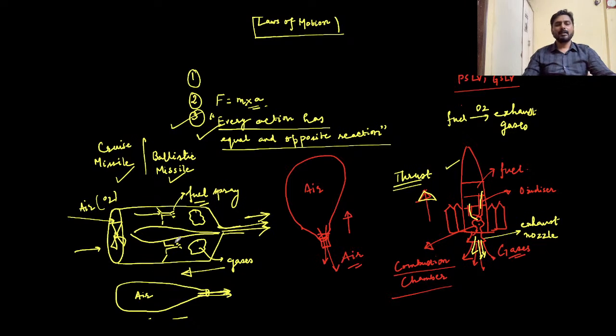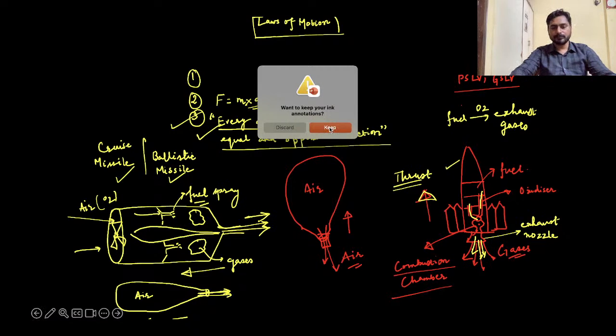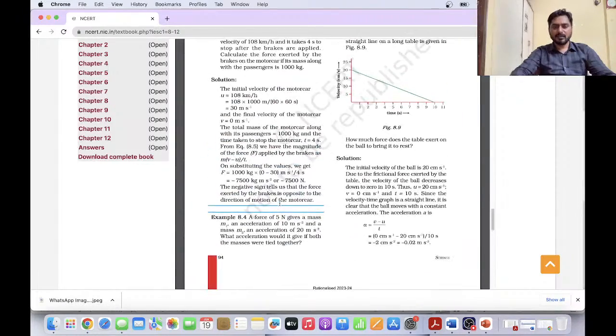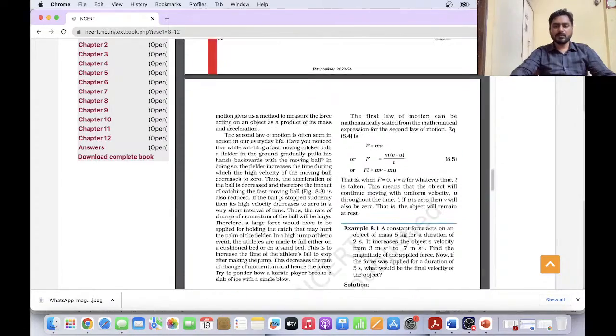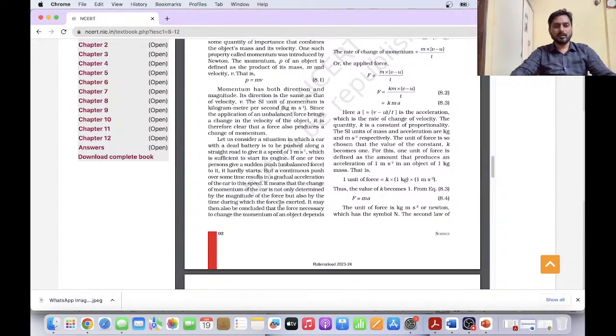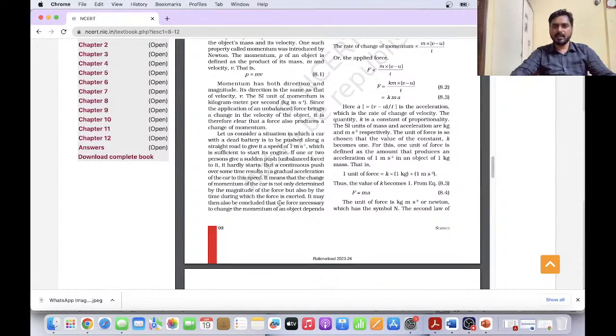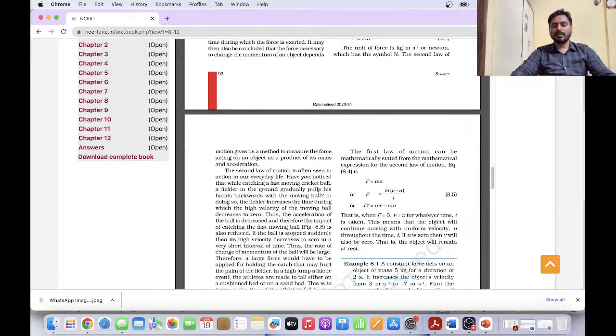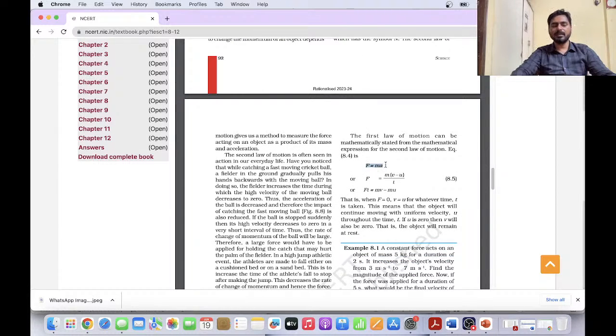So we have seen the application of Newton's third law of motion. Let us see what you can further read from this book. See, in this book there are numericals that are given. That is not very important from the exam point of view. You don't have to solve numericals in civil services, but you have to have a basic understanding of the different laws. So here in this example, you can see that Newton's second law of motion is saying that.